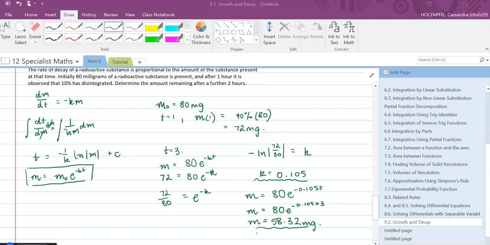So there you go. Those are some applications of first order differentials, including growth and decay models.